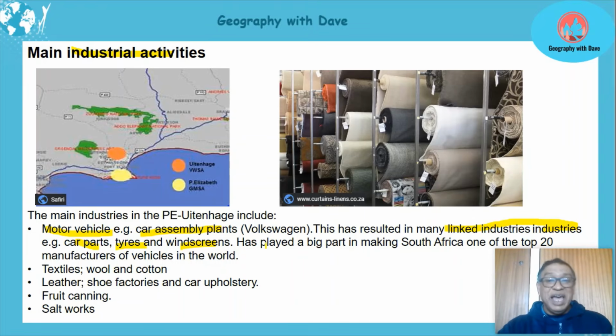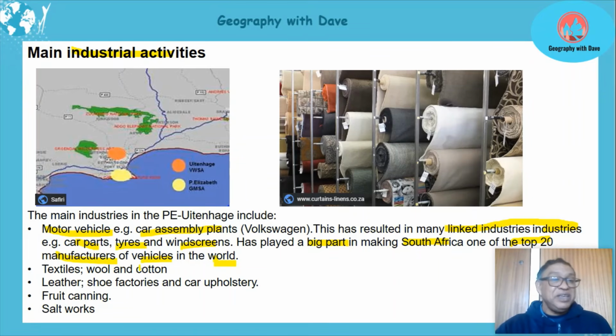And it has played a big part in South Africa, as South Africa is one of the 20 top manufacturers of vehicles in the world. I know it's shocking, right? This statistic. In the early 2000s, it was number 18. We don't know this sometimes, but it's huge. And the Port Elizabeth Uitenhage area played a huge part in this.